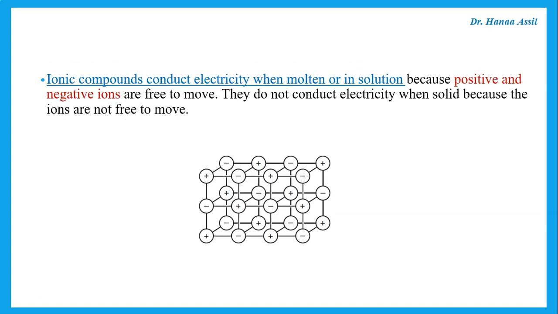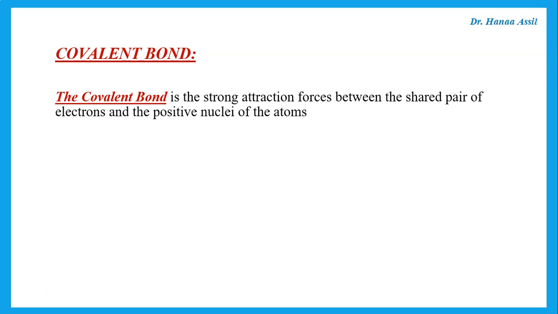Ionic compounds conduct electricity when molten or in solution, not when solid. This is because when molten or in solution, the positive and negative ions, not electrons, are free to move. They don't conduct electricity when solid because the ions are fixed. They form what we call a crystal lattice and they cannot move, so they do not conduct electricity.